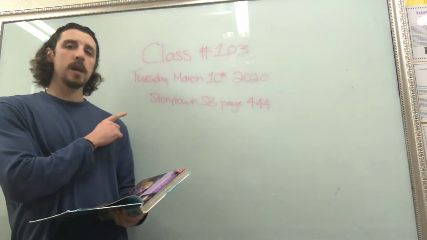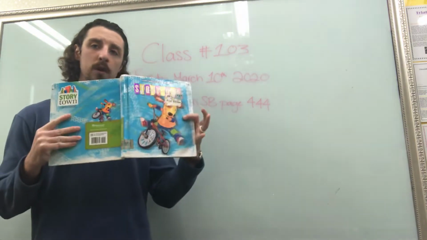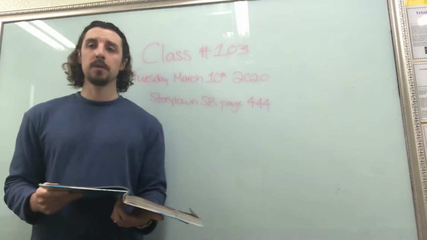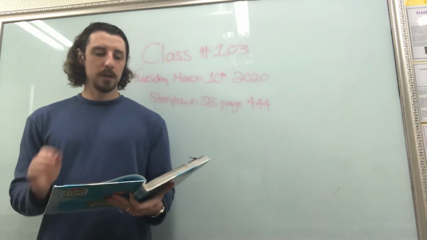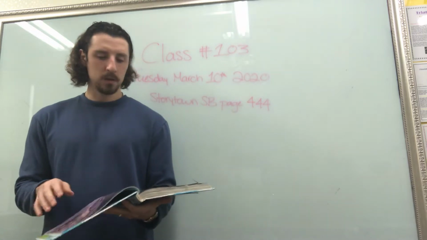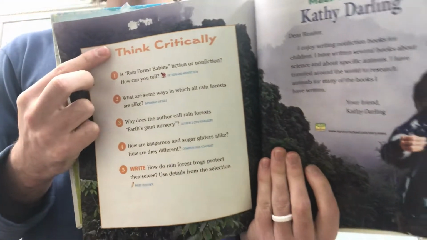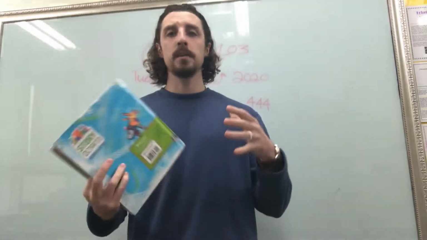Today is Tuesday, March 10th, 2020, and today we're going to be doing Storytown Student Book, page 444. So, take out your student books, and then let's get started, okay? If we go to page 444, we are doing Think Critically. Before we get started, find a blank piece of paper so you can answer the questions. Okay, so pause the video if you have to.